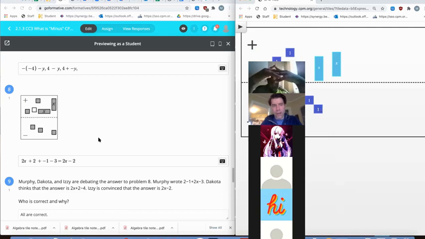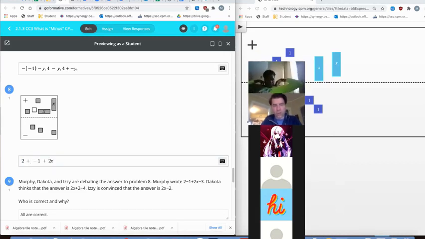Now, if I was to write this out just as it is, I always write my x's first, but if I just wrote it across the board, I'm filling this in the answer there. I would write 2 plus negative 1 plus 2x minus 3. That's what I would write.